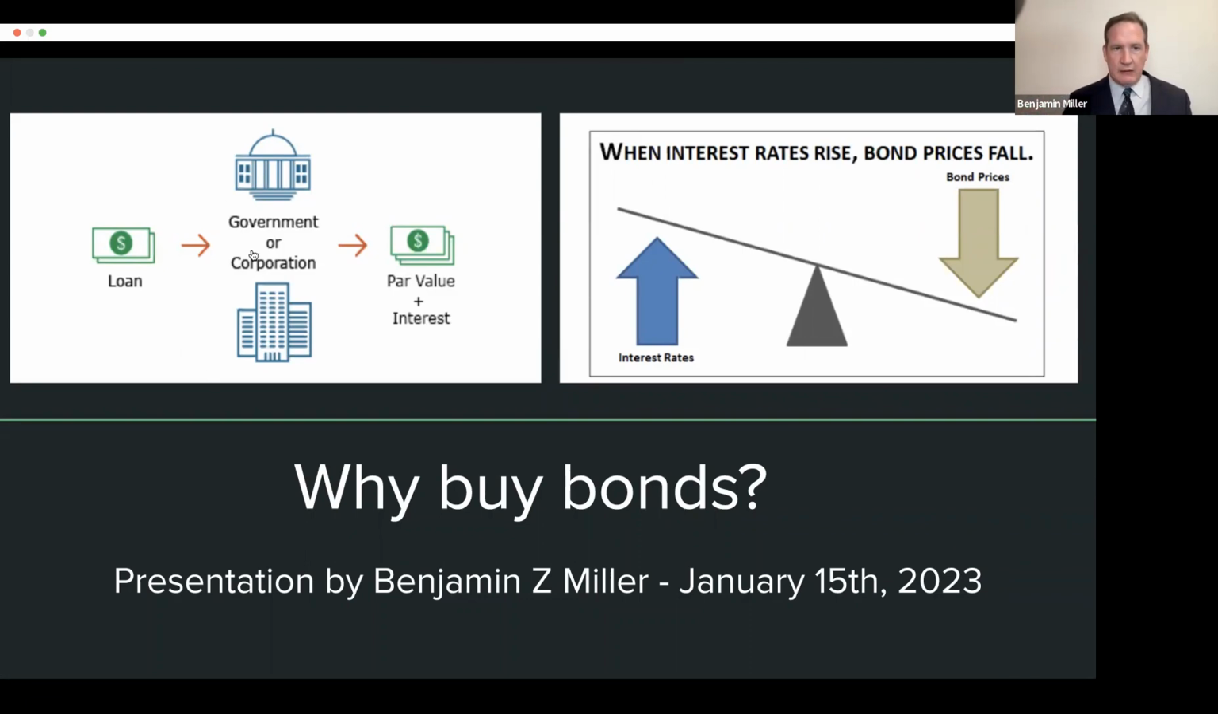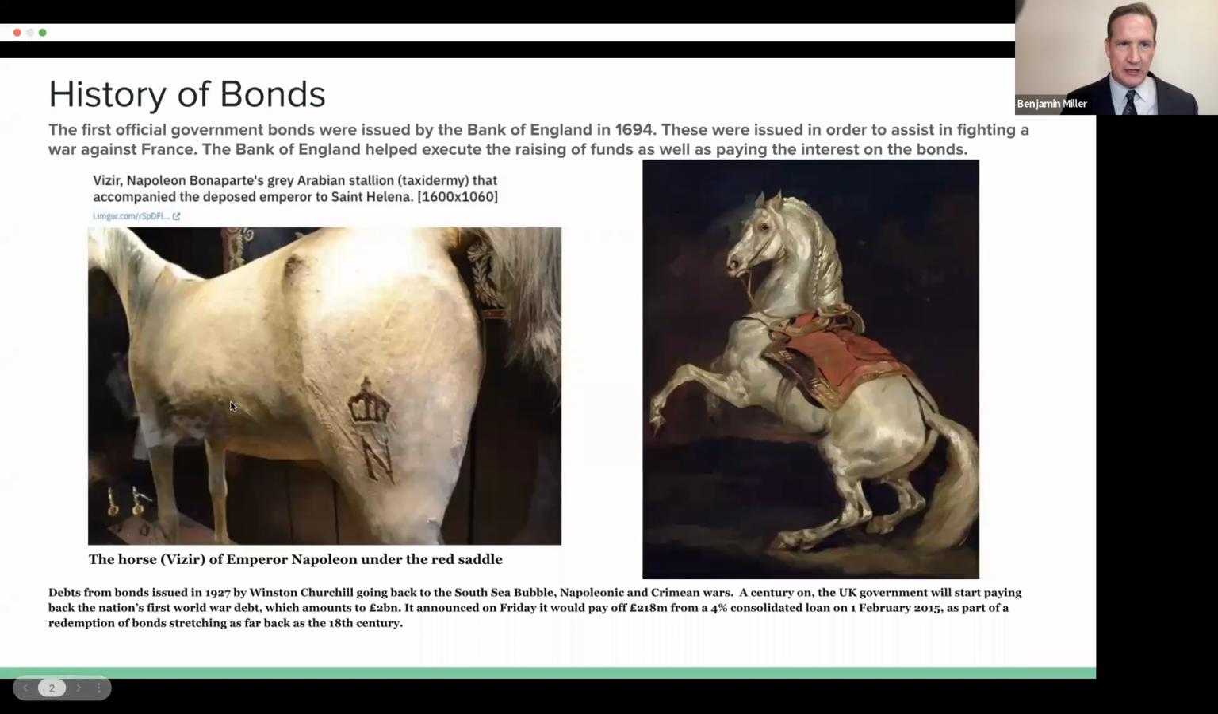So let's go through the basics. Probably the number one relationship that's the most important to understand about bond investing is the relationship between interest rates and bond prices. As the interest rates increase, your bond prices decrease. And we'll talk about why that happens, and we'll talk about the implications of that in the next few slides.